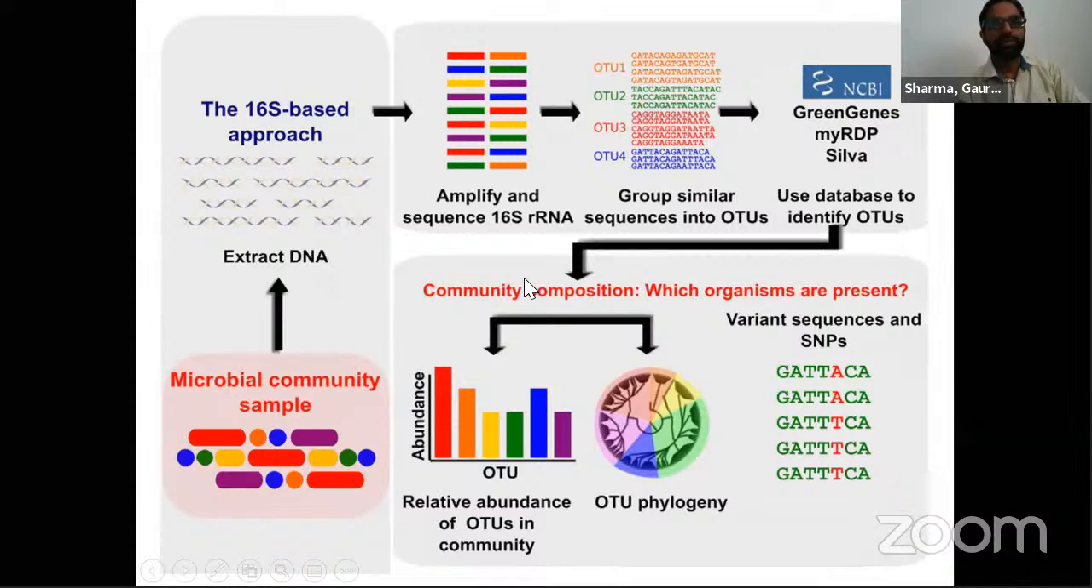Okay, and based on this analysis, we try to identify the abundance, and we also identify their taxonomy. We can also identify which kind of variations are present within different sequences, as shown here.